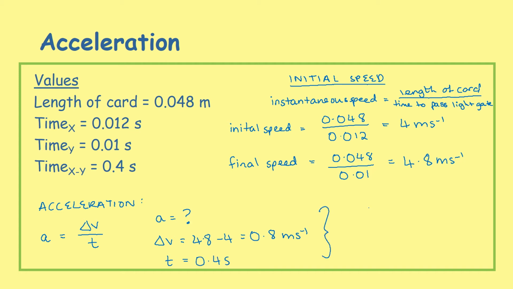We can use our equation, a equals delta v over t, and substitute in our values, so 0.8 divided by 0.4. What we get if we do 0.8 divided by 0.4 is 2, and that's exactly the number we were meant to come up with, 2 meters per second squared.